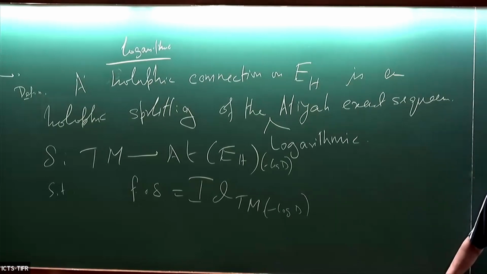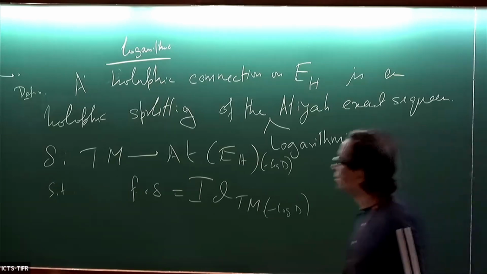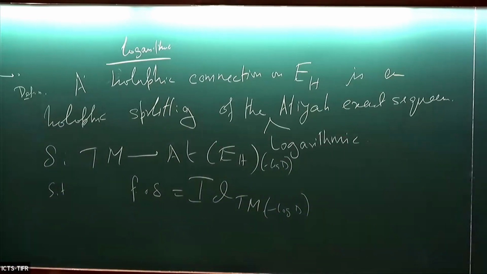In a normal crossing divisor, it is smooth. I have to take smooth. Otherwise, minus log D is messy to define, because I took the kernel, right? That's a little problem to get a vector bundle. You will not get a vector bundle. You will get a sheaf.